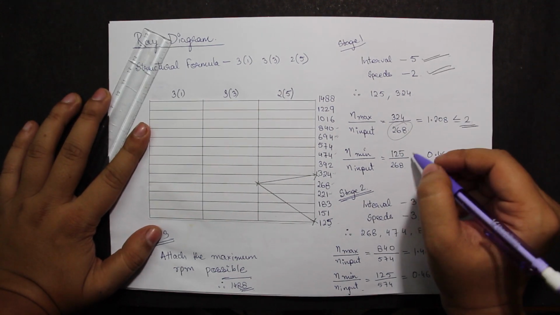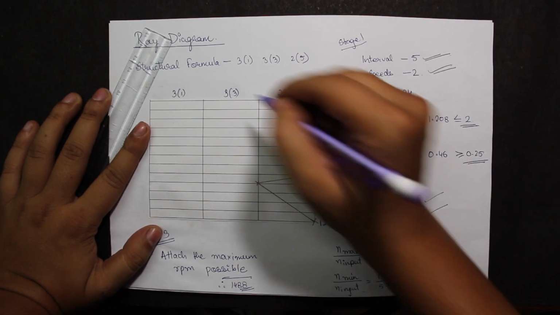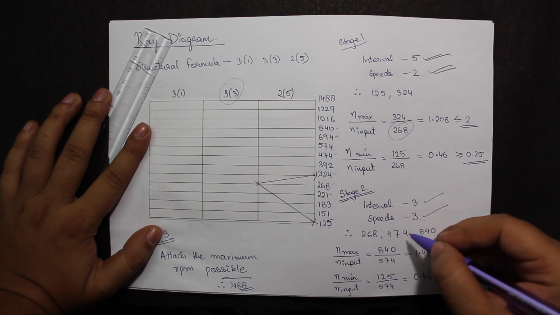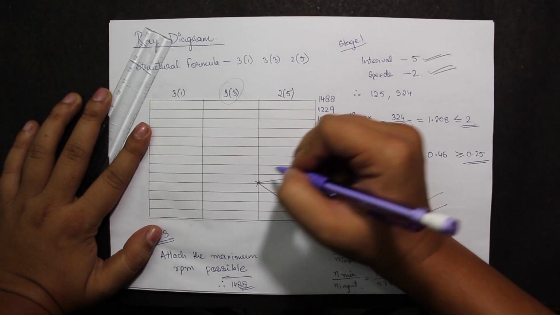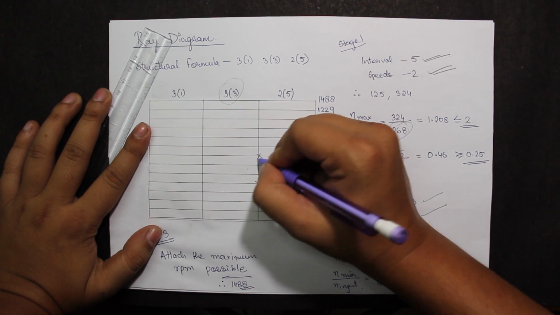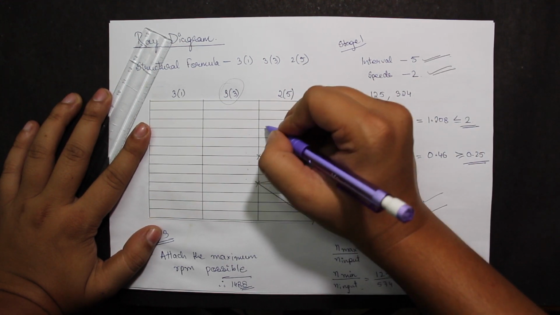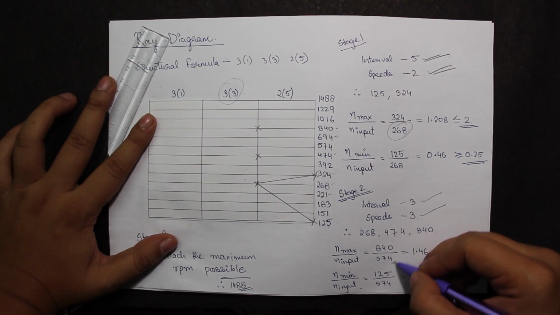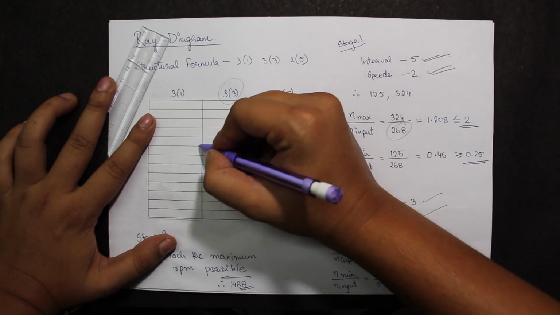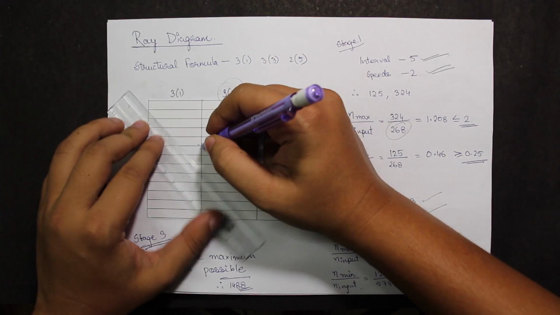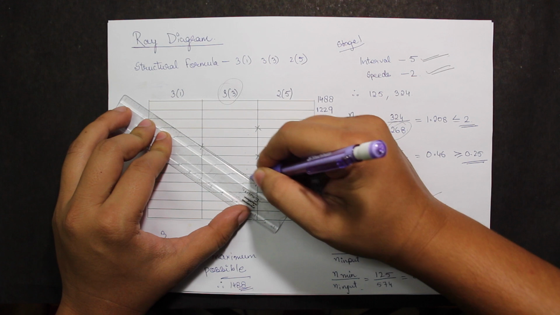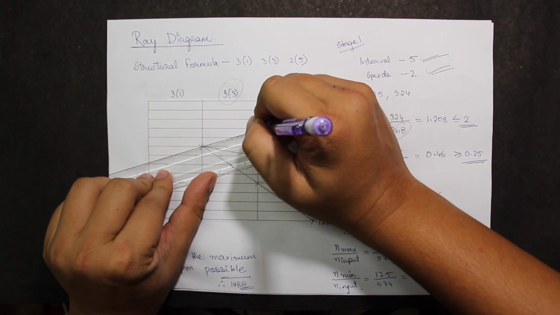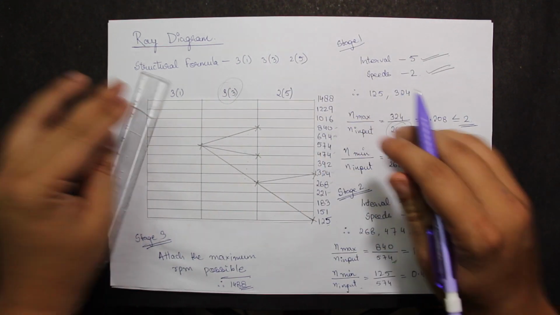Stage 2 is 3 3 in the structural formula, or interval 3 and speeds 3. Therefore, my speeds would be 268, now an interval of 3, that is 474, again an interval of 3, that is 840. Selecting input as 574, 574 satisfies both the conditions. I'll now be joining 574 to 268, 574 to 474 and 574 to 840.